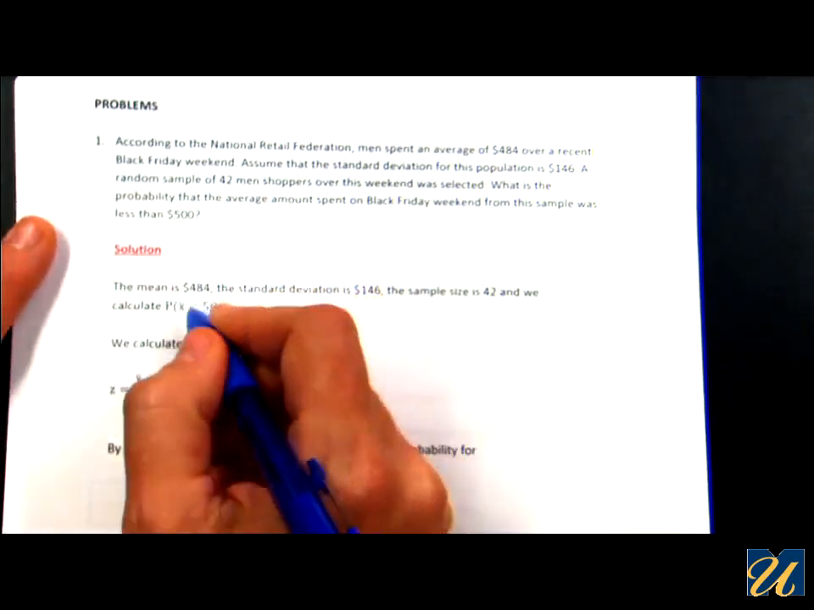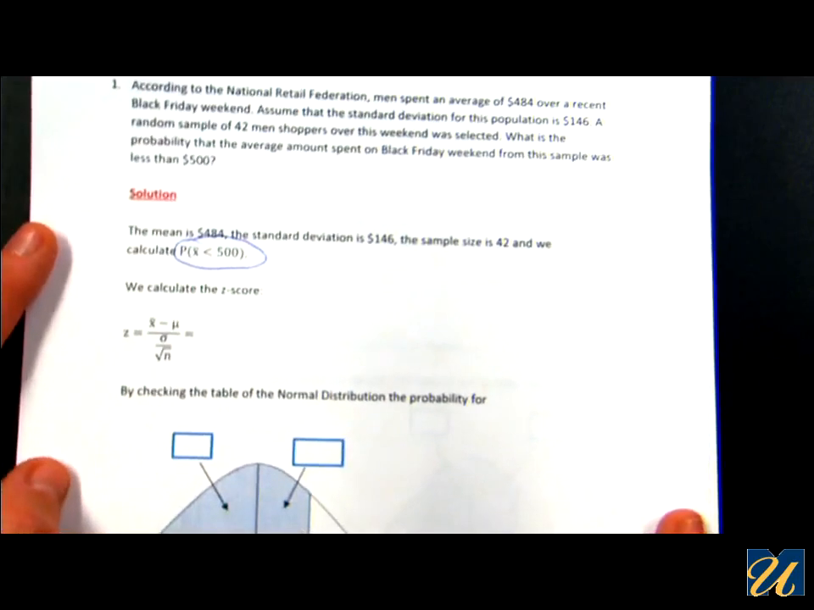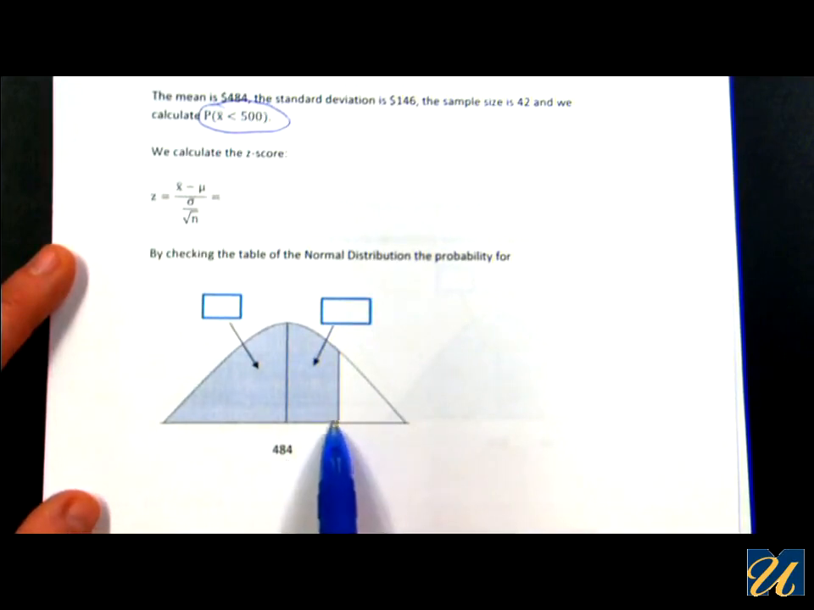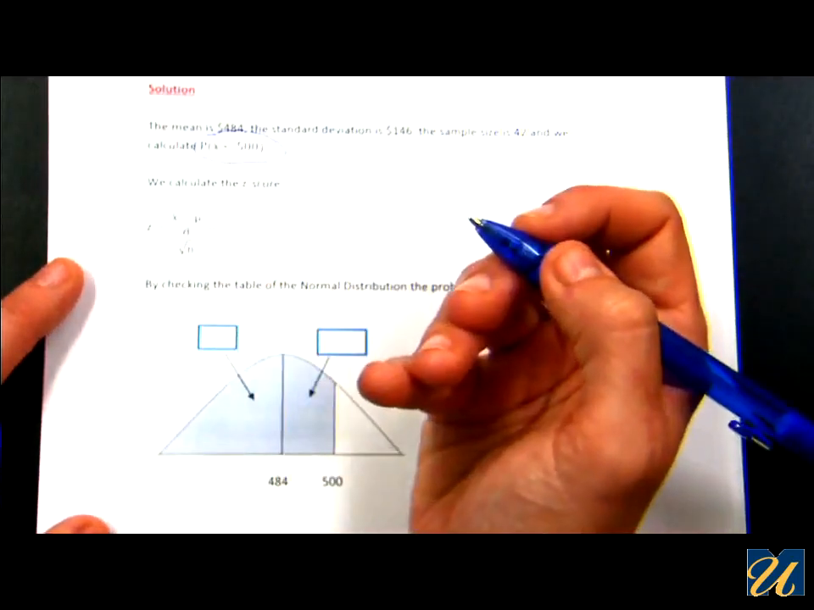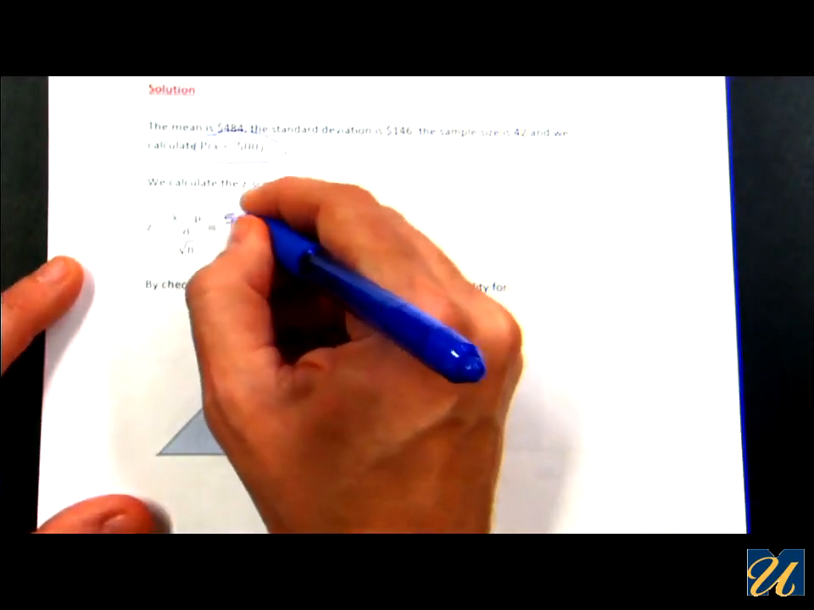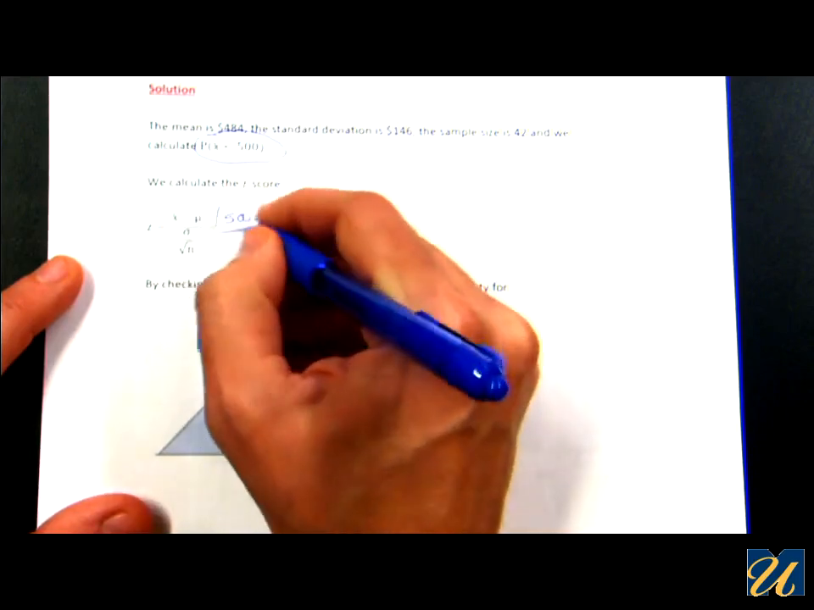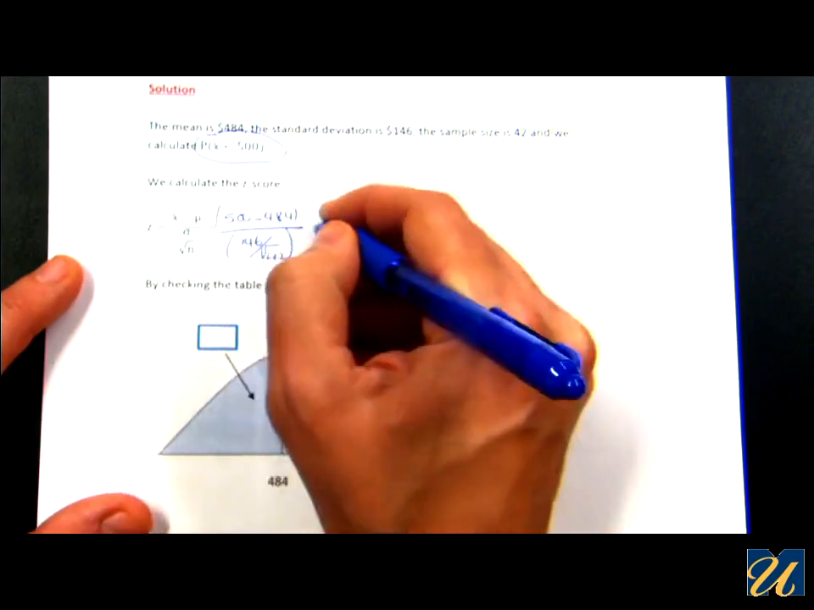So this is the probability that I am looking for: x bar less than 500. You draw your normal curve, mu x bar is 484. We have 500 for our value. We want less than this value, so it's the whole area to the left. The z-score for 500 will be 500 minus 484 over 146 divided by the square root of 42.